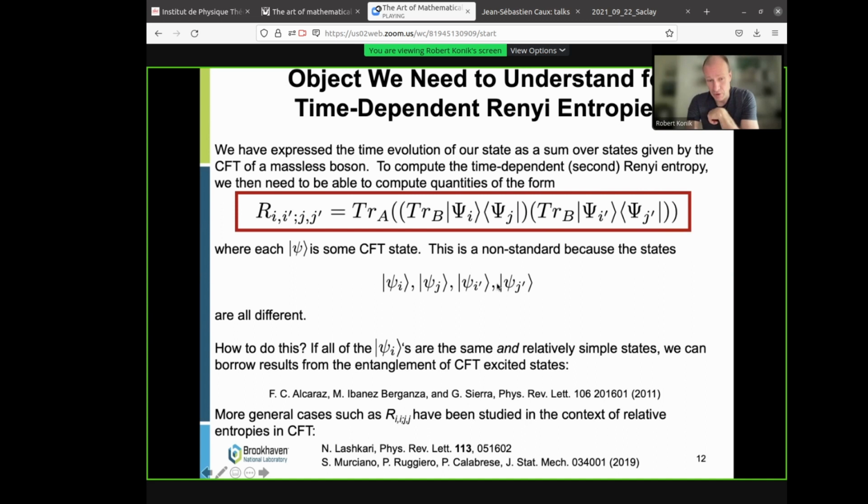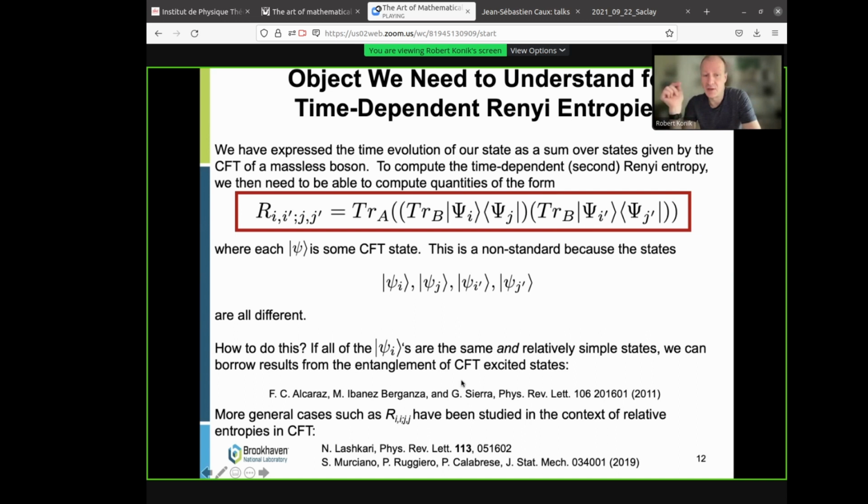Of course, if all the states were the same and were some relatively simple excited states, we could just borrow results from this paper by Alcaraz, Berganza, and Sierra, who discussed the entanglement of CFT excited states. If instead we had psi i equal to psi j and psi i prime equal to psi j prime, this type of object in the box has been studied in the context of relative entropies.